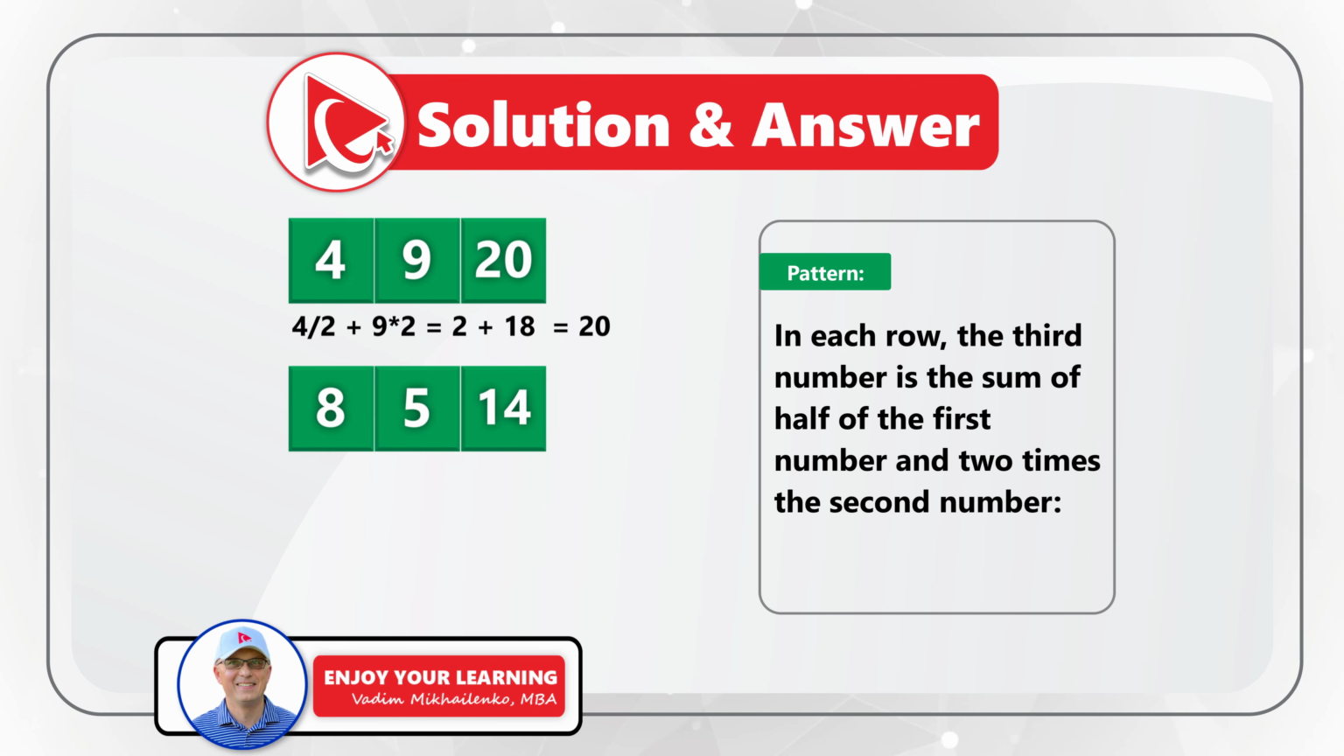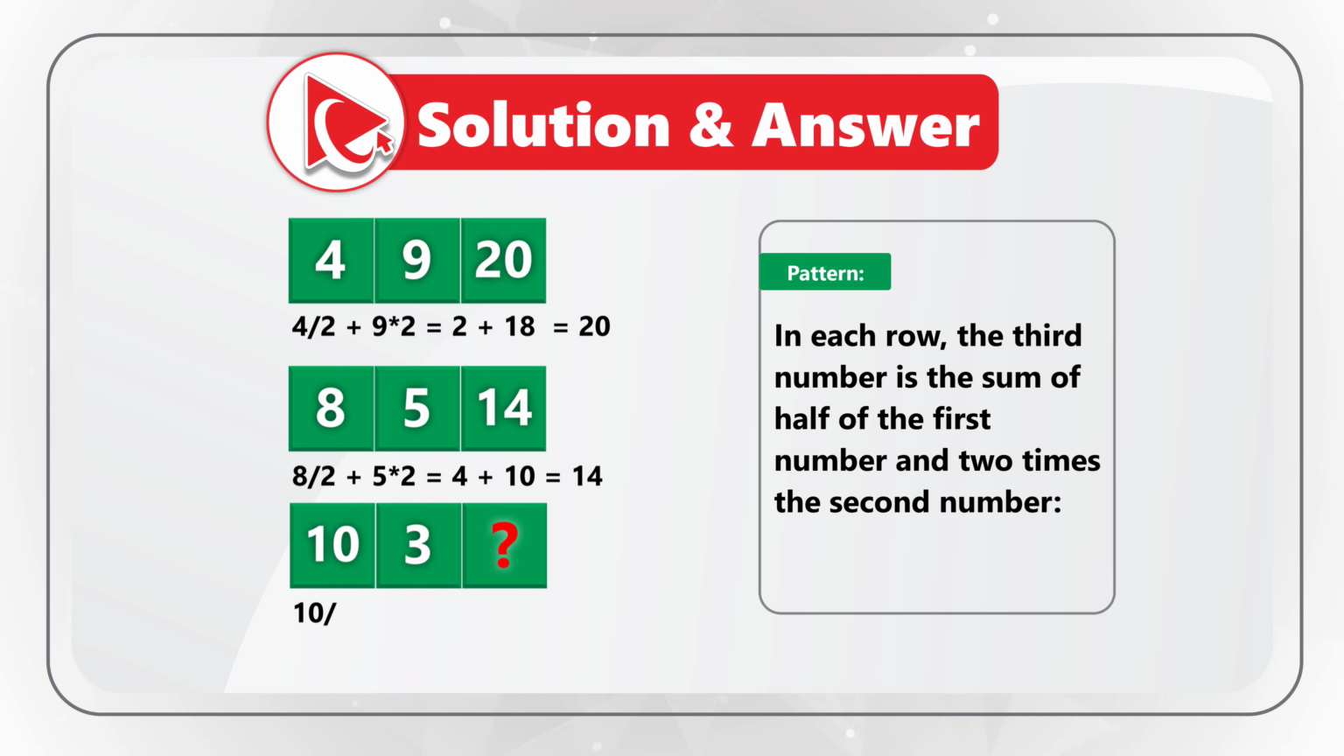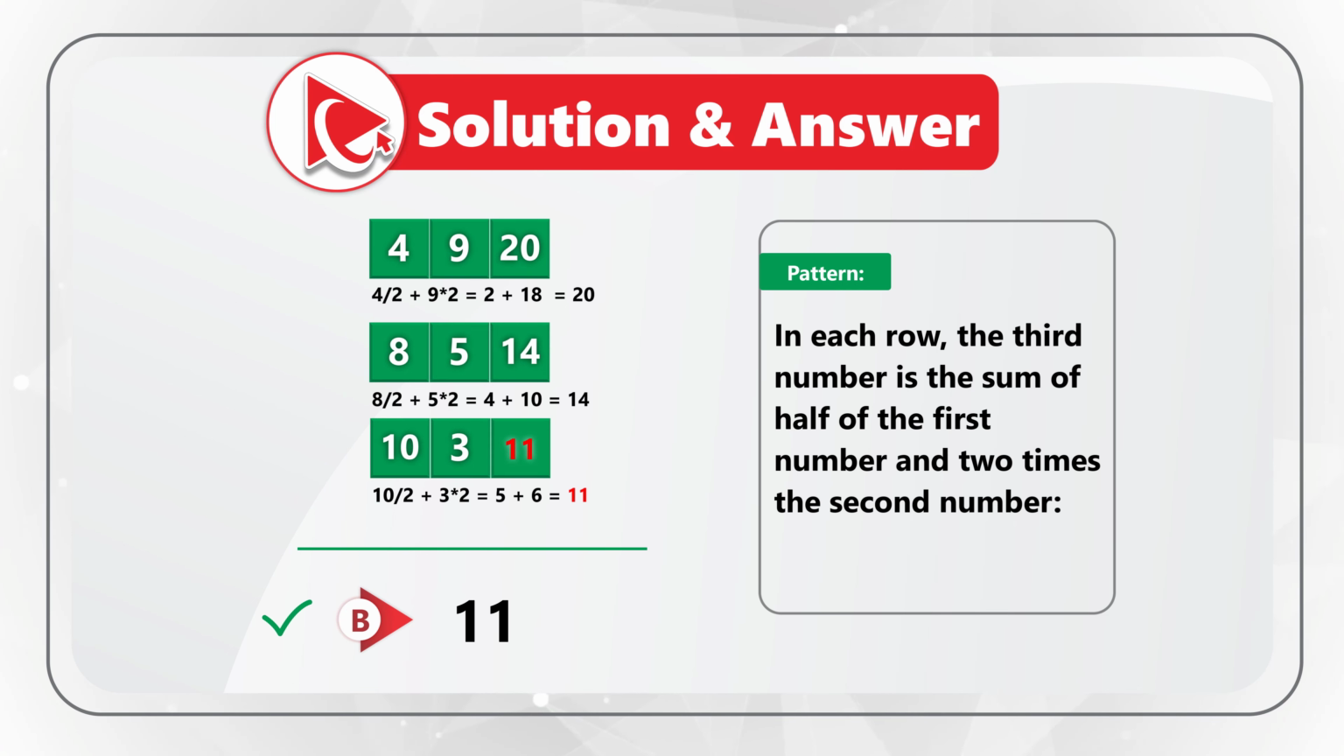Second row contains numbers 8, 5, and 14. 8 divided by 2 plus 5 multiplied by 2 equals 4 plus 10 and equals 14. And now we are ready to calculate the missing number. 10 divided by 2 plus 3 multiplied by 2 equals 5 plus 6 and equals 11. So the correct choice here is choice B, 11. Do you have a better answer? Please make sure to share your thoughts and rationale in comments.